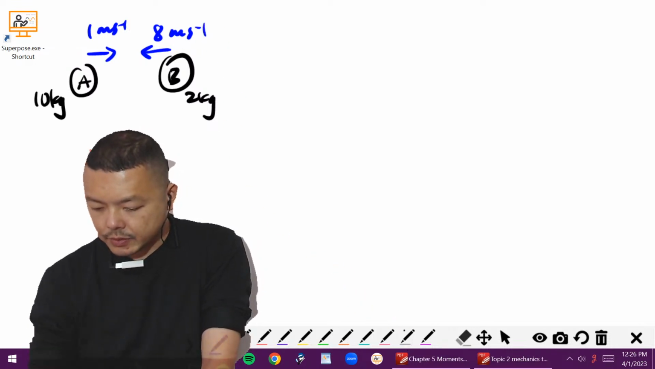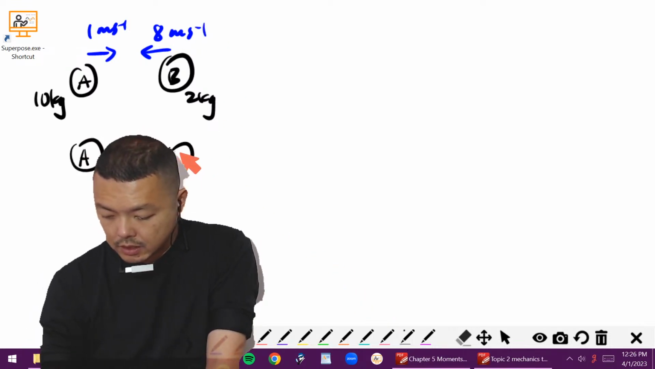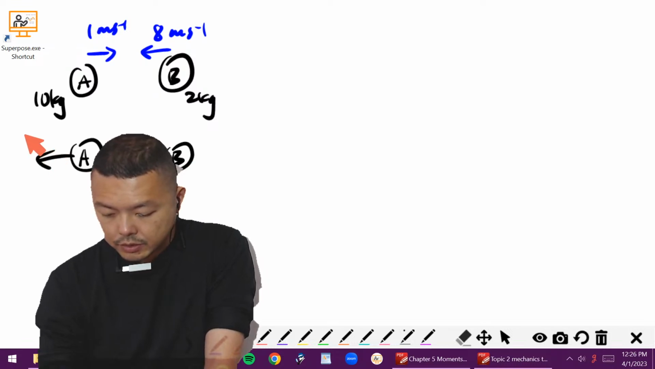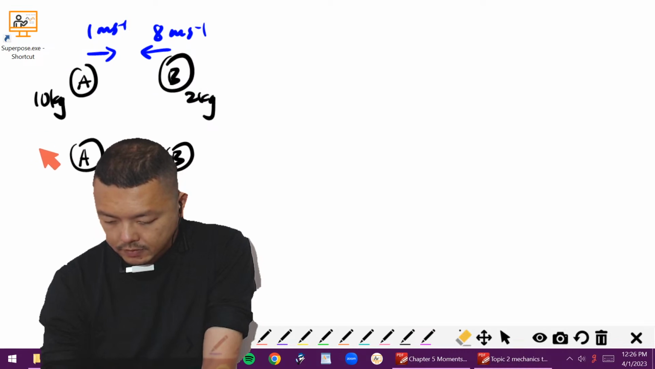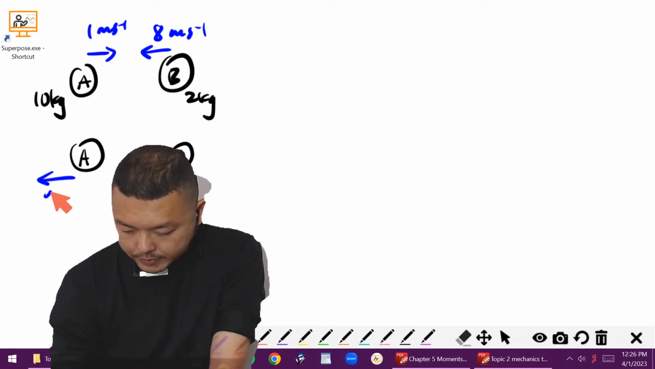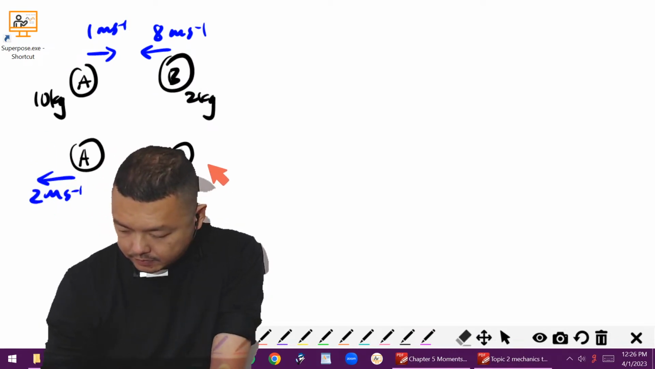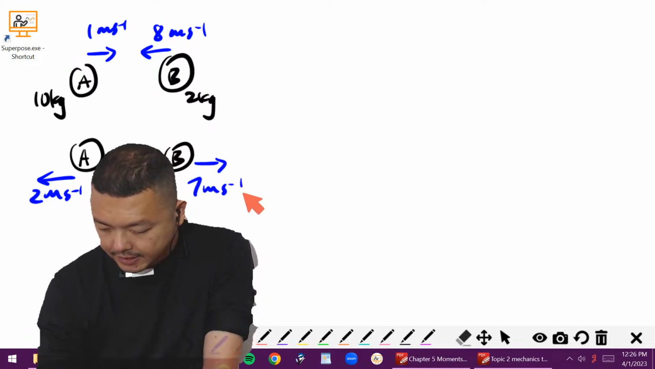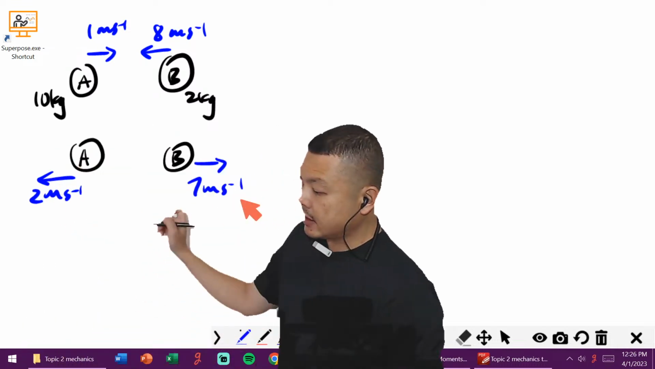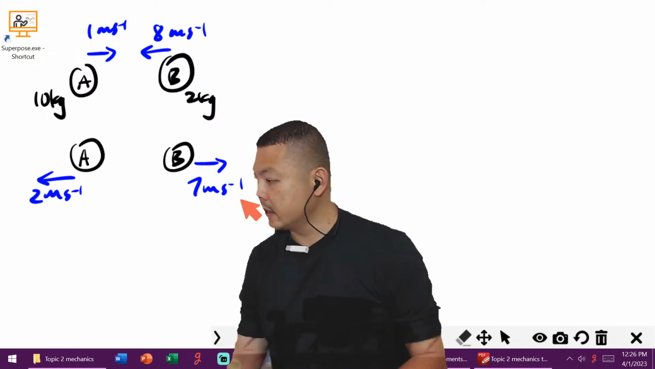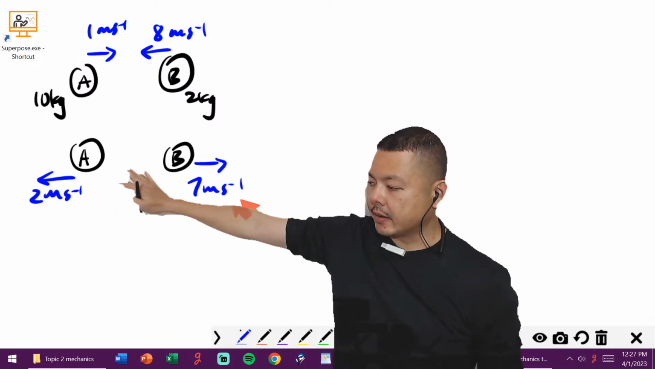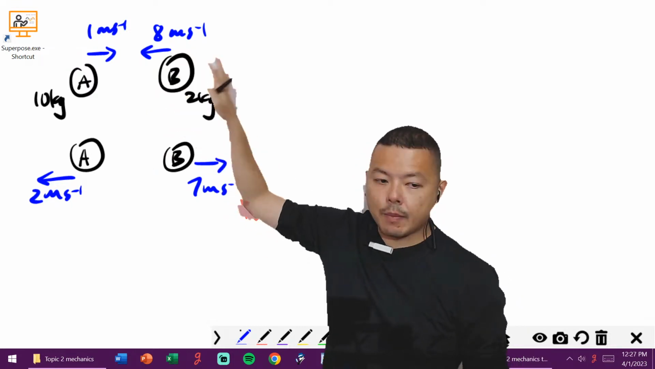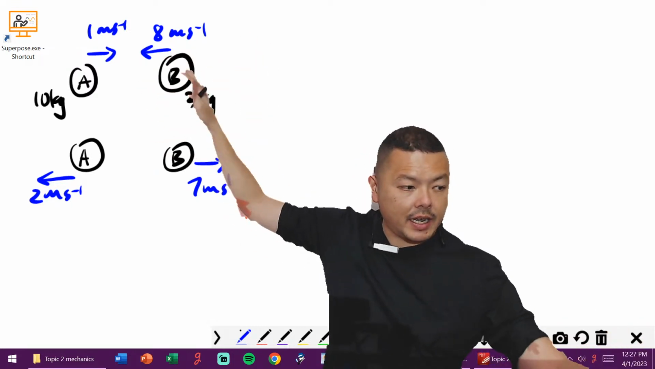Then after collision was what? So this one is 2 backwards. Hang on, then this one is 2 meters per second backwards. And this is 7 meters per second forwards, is it? Is that right? That was the scenario, right? Okay, so I'm going to use that same scenario that we did just now.